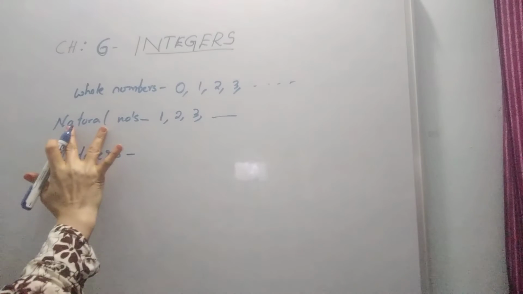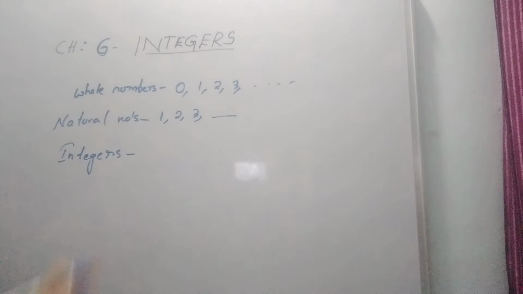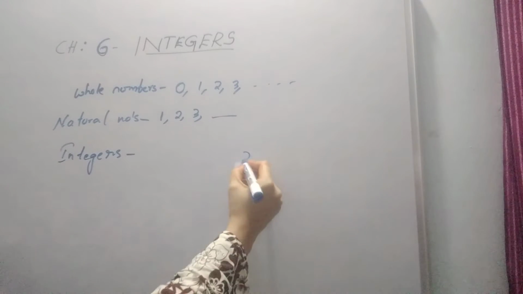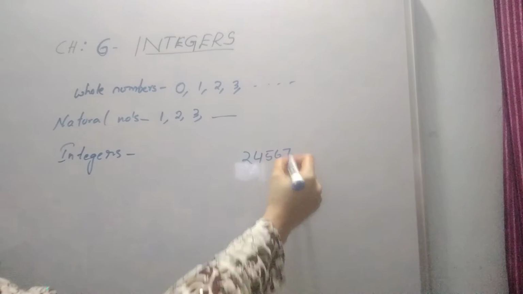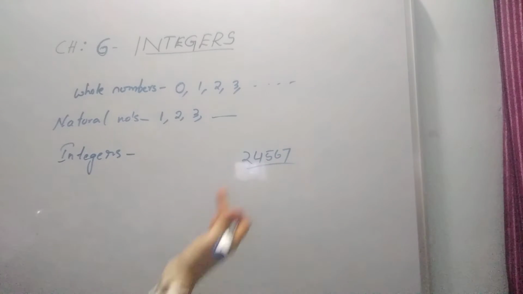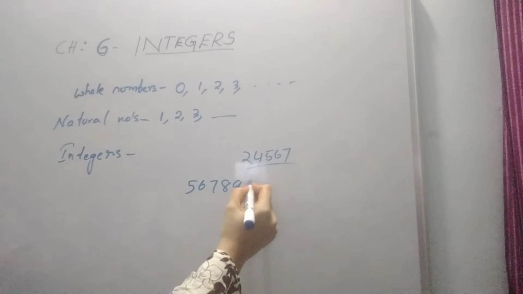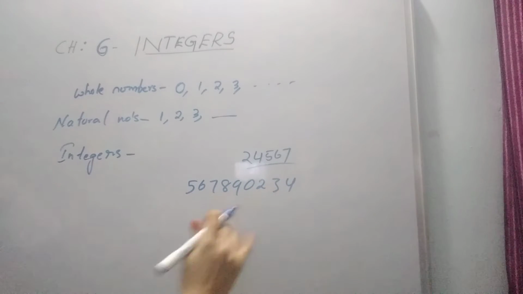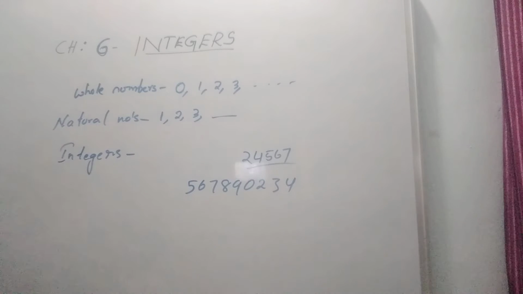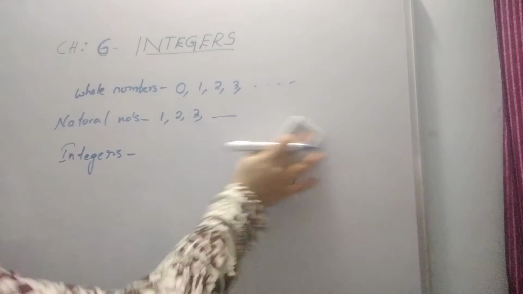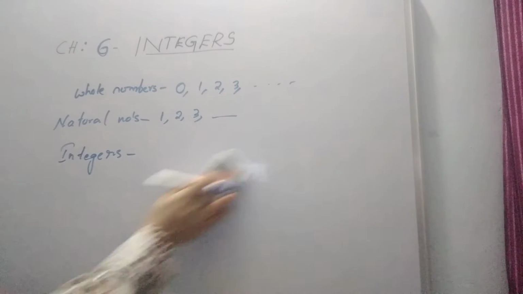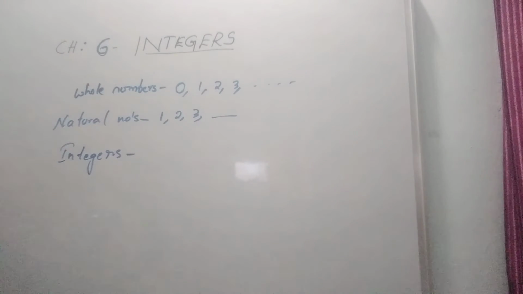In both these sets, natural numbers and whole numbers, are there any negative numbers? No. All are positive numbers. 2, 4, 5, 6, 7. This is a whole number. 5, 6, 7, 8, 9, 0, 2, 3, 4. This is also a whole number. All these are whole numbers. But in some cases we use negative numbers also.